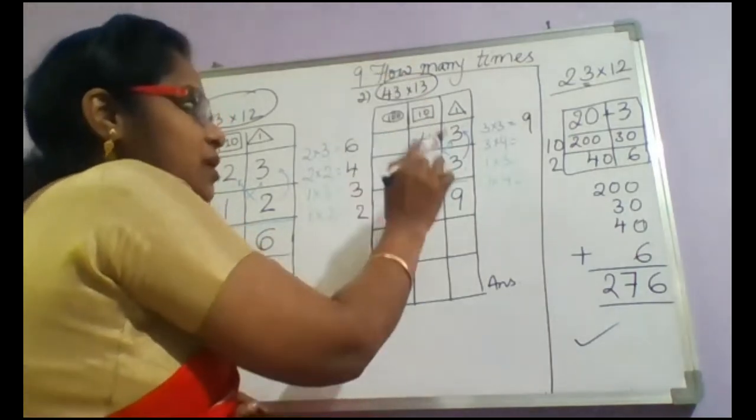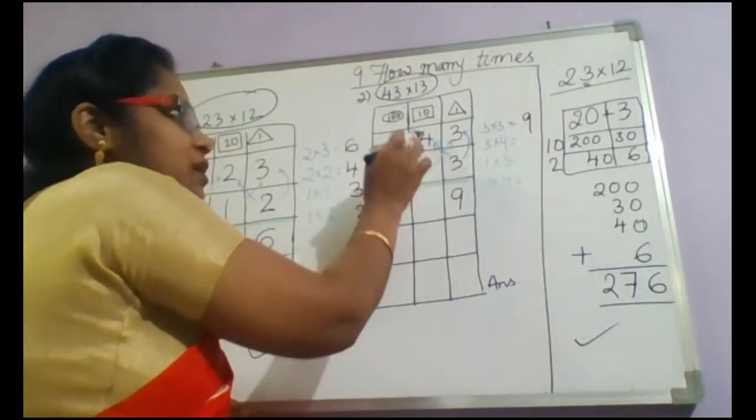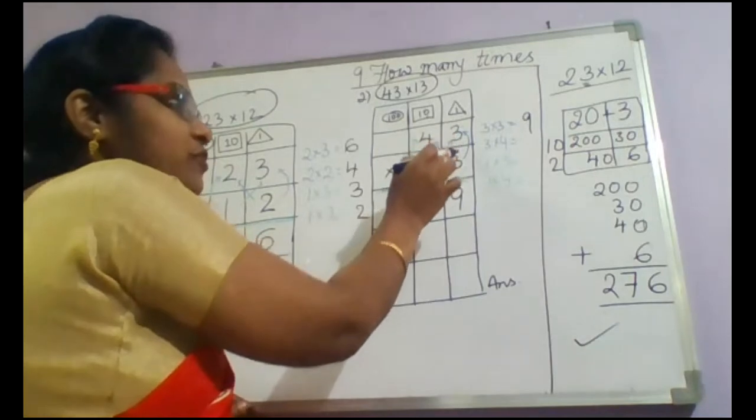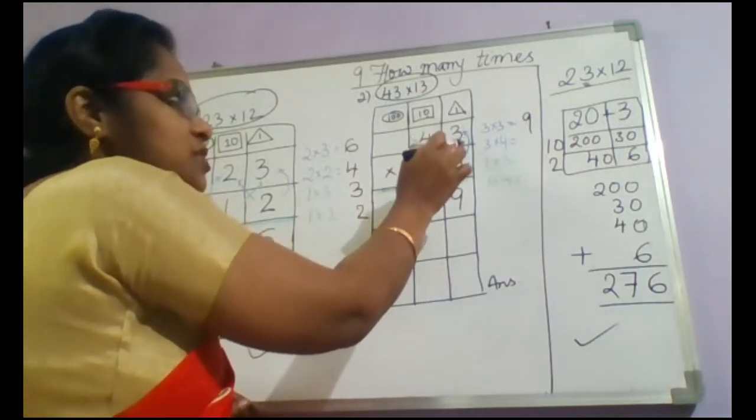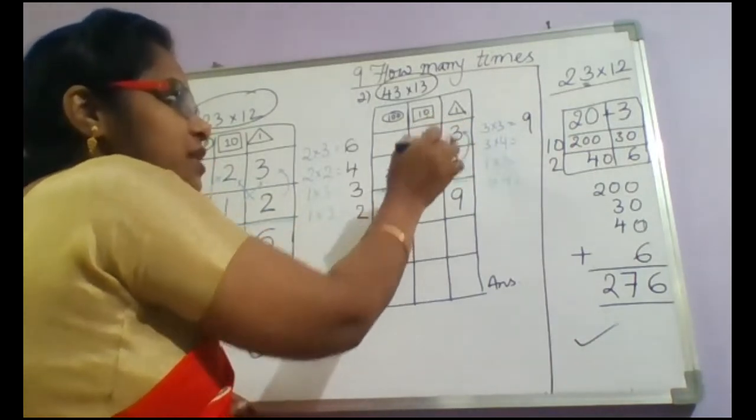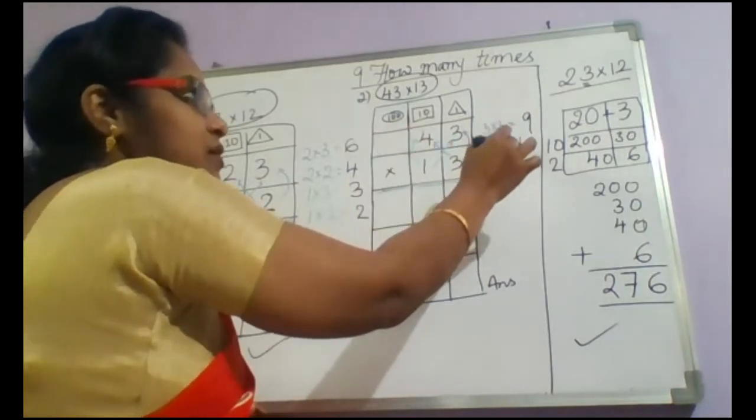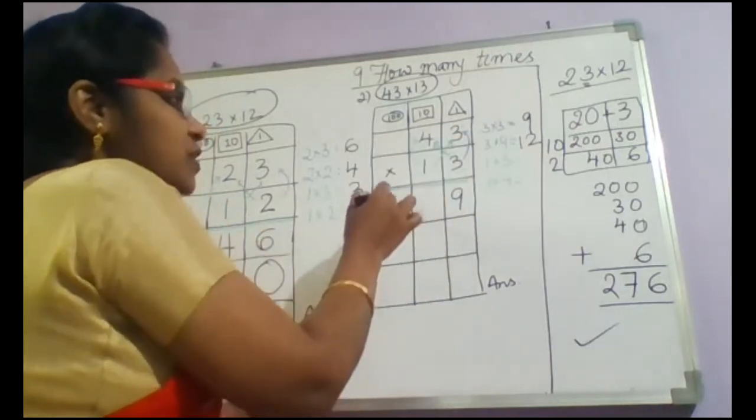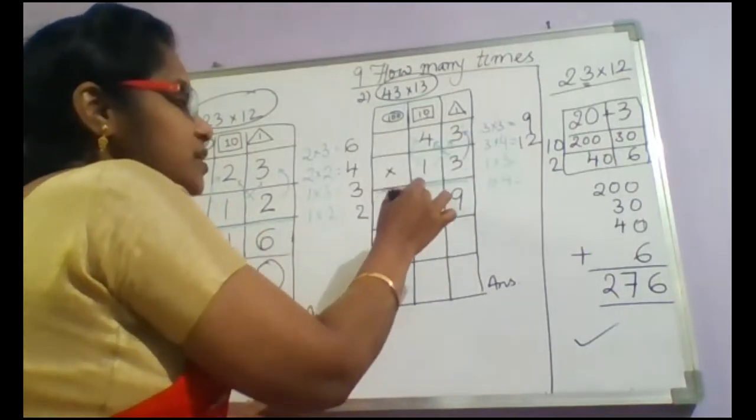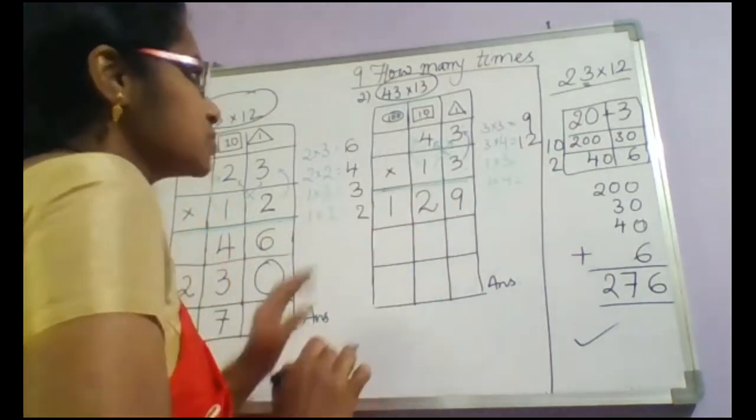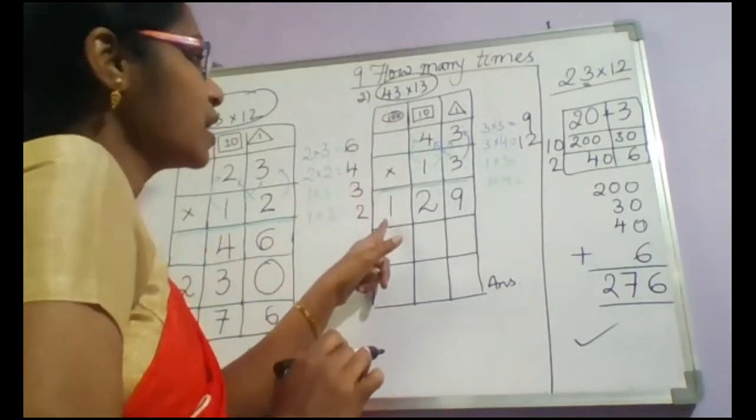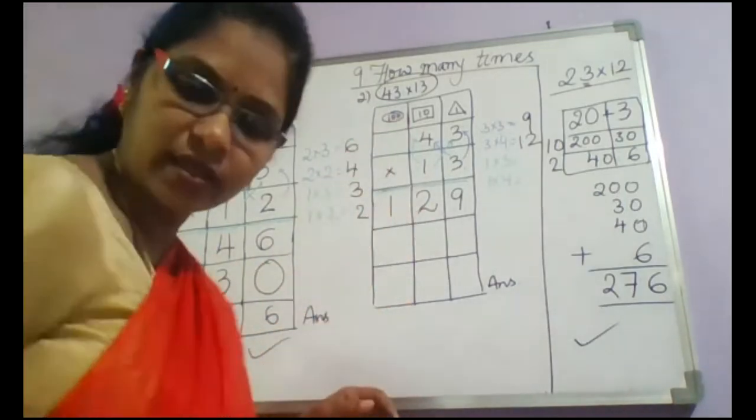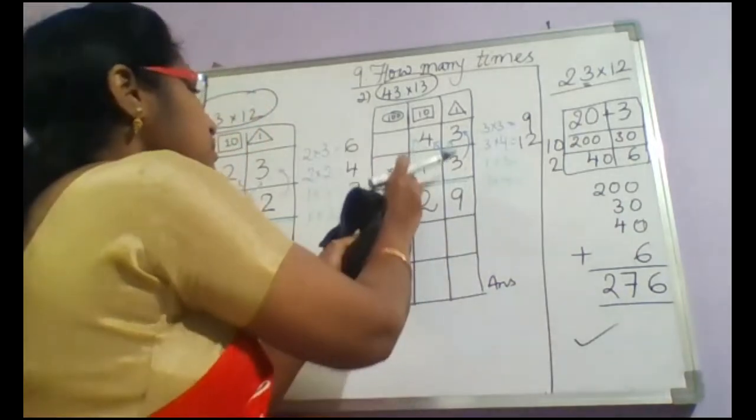Second step, the number in ones with the number in tens. 3 4s. You can see that I differentiate the colors. I am doing only blue. 3 3s are 9. 3 4s are 12. Now again, this 12. While writing this 12 also, be careful. Place as per the place values. 1 should be under hundreds. Don't write 12 in the same box.